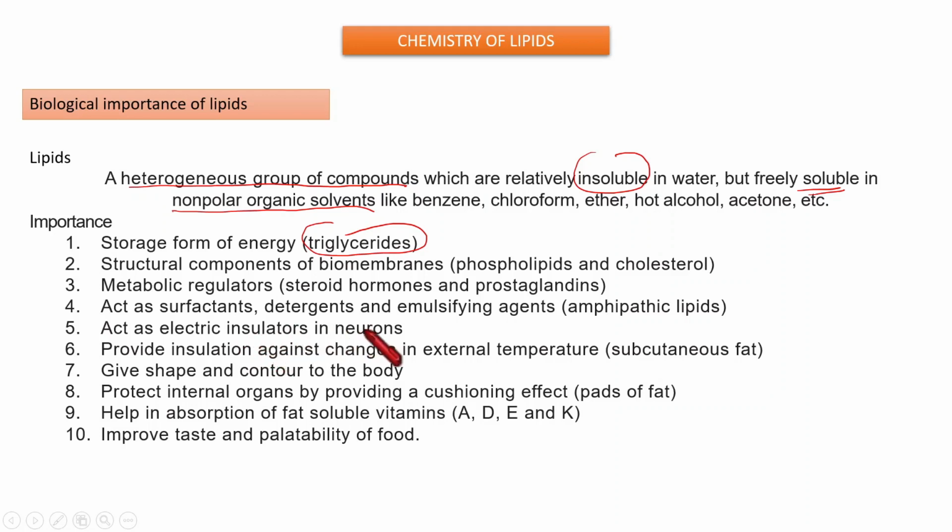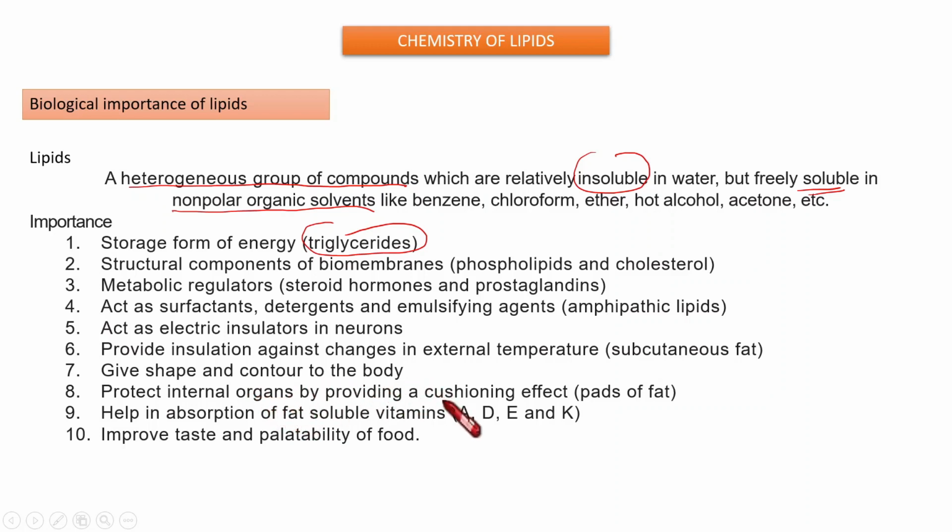And also these lipids can act as electric insulators, in neurons. It has some importance in nerve impulse conduction. And the next point is that it provides insulation against changes in external temperature in the form of subcutaneous fat. As there is more subcutaneous fat, our body will be protected against extreme external temperature conditions. And also this fat gives shape and contour to the body. That is another importance.